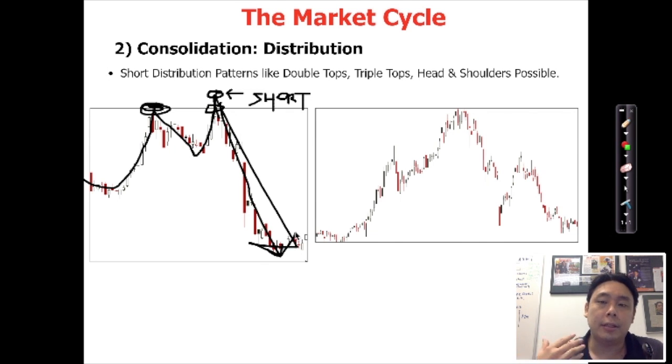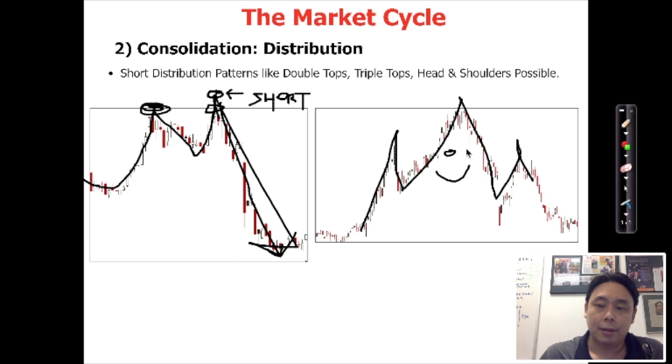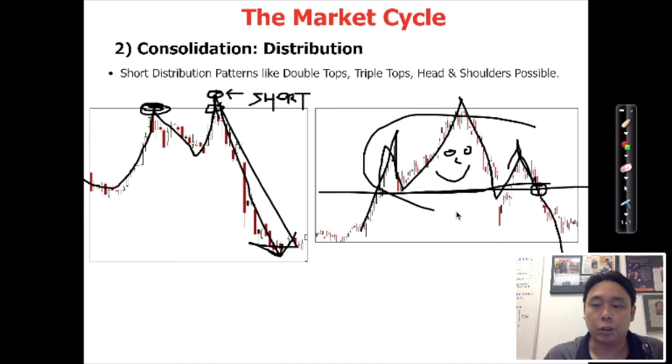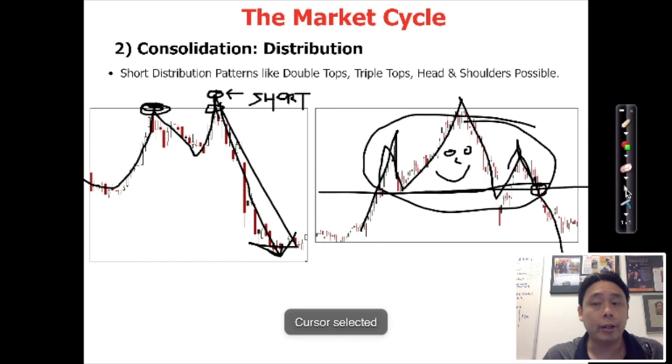Another common pattern is the head and shoulders pattern, where price goes up, comes down, goes up to make a higher high, comes down, and makes a lower high again. So it's kind of like a head over here and two shoulders. Normally what traders do is they draw a line somewhere here, and if it breaks this neckline, because this is called the neckline, they go short, anticipating the downtrend after this big consolidation pattern over there. So that ends this phase. Let's go on to the next phase.